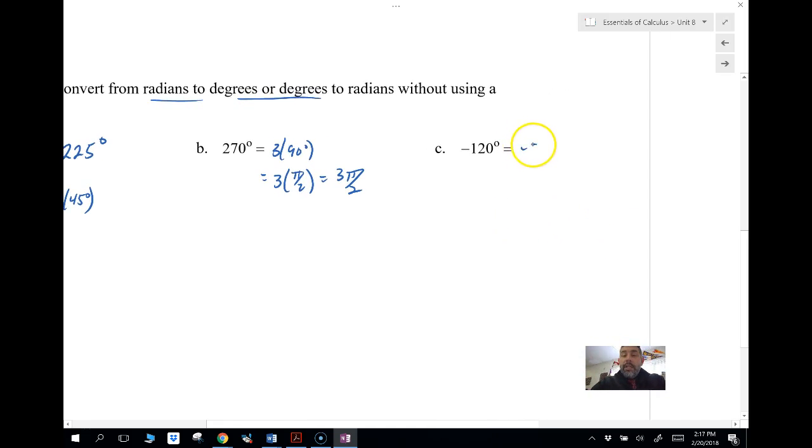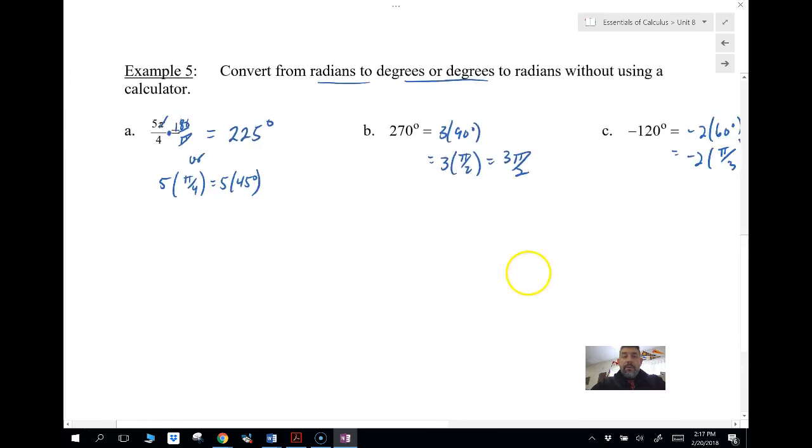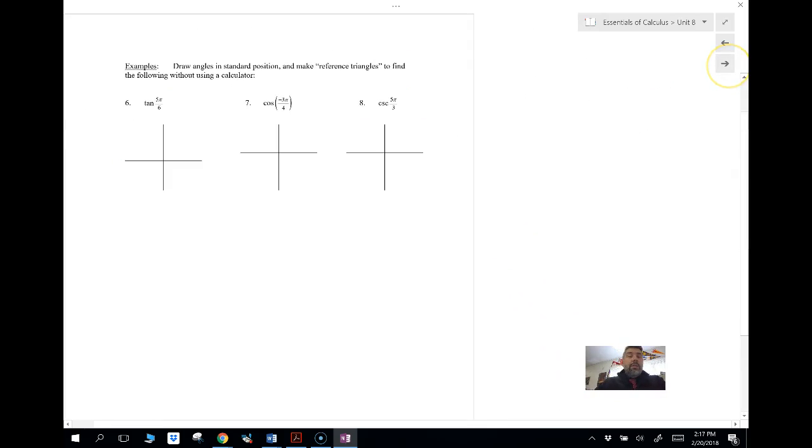Okay, negative 120 is negative 2 times 60 degrees. We knew 60 degrees was pi over 3. So this is negative 2 pi over 3. Easy enough, right? Okay, so that's converting. Let's take a look at some other stuff we've got to be able to do.